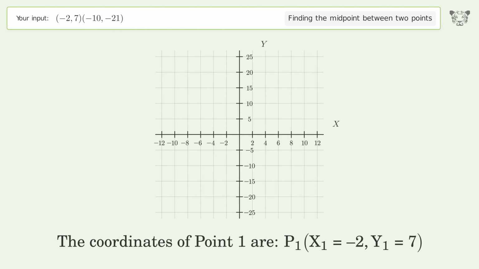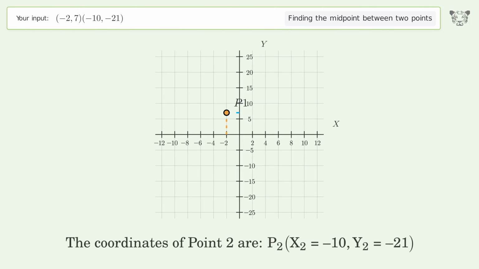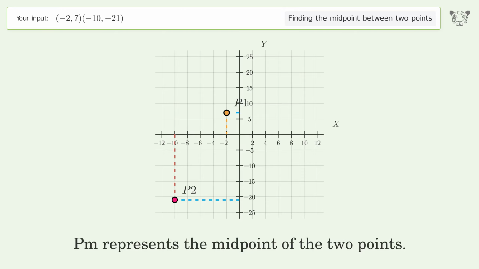The coordinates of point 1 are x1 equals -2, y1 equals 7. The coordinates of point 2 are x2 equals -10, y2 equals -21. PM represents the midpoint of the 2 points.